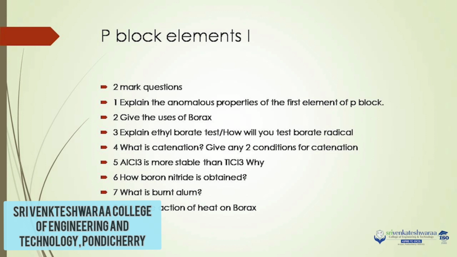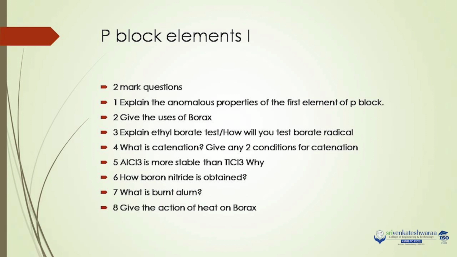Coming to p block elements, the p block is comprised of p block element 1 and 2. Regarding the boron family, what is the anomalous property of the first element of the p block? That is small size and high electronegativity. These are the reasons for the different property exhibited by the first element in the p block series.